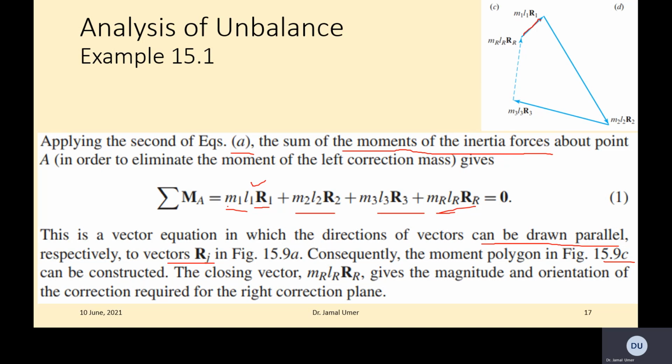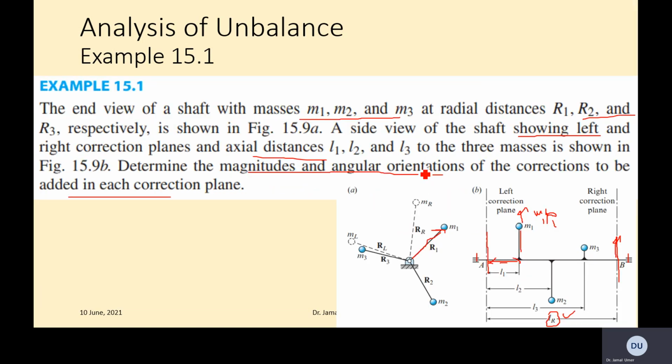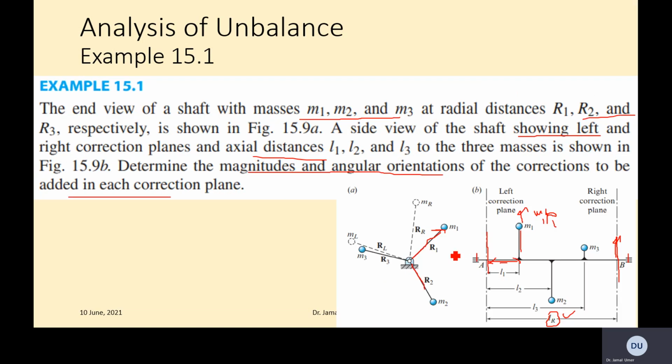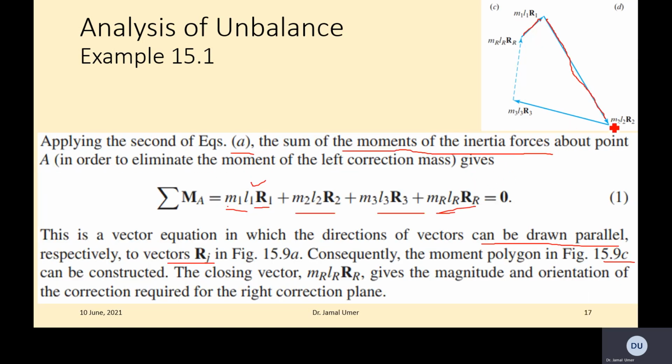So this is a parallel vector. Now the second vector M2 R2, which is in this direction. So that's what I'm constructing. So this is the second vector, right? And then we got M3 R3. So same way we plot M3 R3.